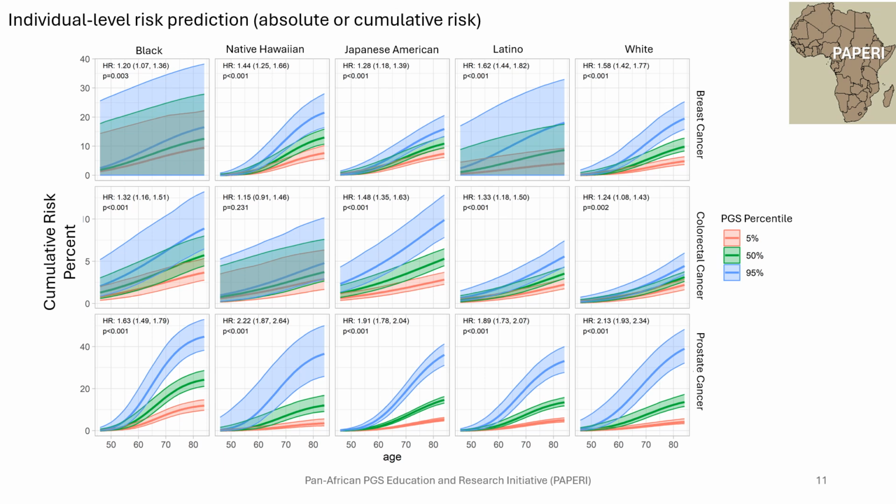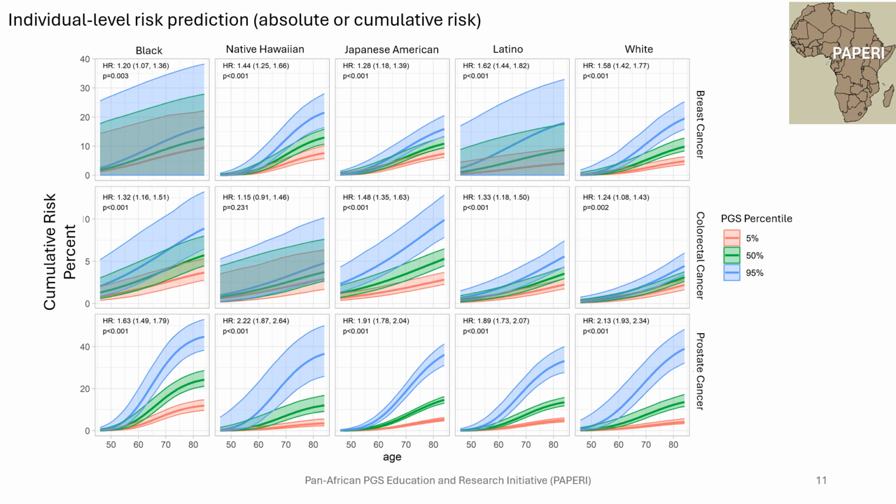For estimation of risk for an individual, we commonly will use absolute or cumulative risk. And here I show results from an analysis we're doing in the multi-ethnic cohort study. And on the right, you can see the legend for polygenic risk score percentile, where we're basically looking at individuals at different percentiles of the polygenic risk score distribution. And we are seeing what is their cumulative or absolute risk of disease occurrence.